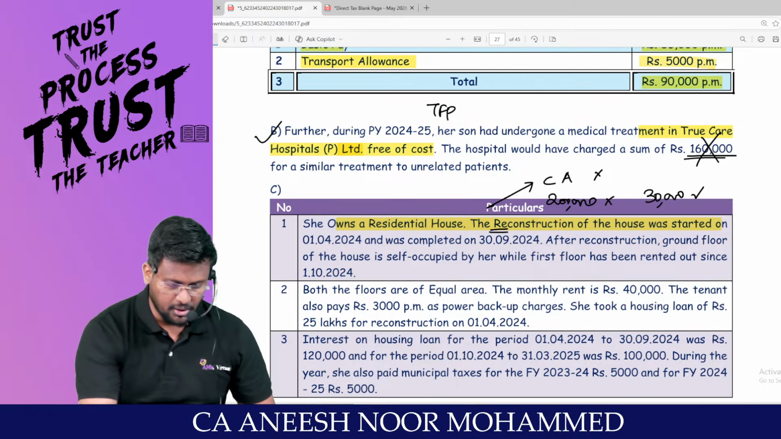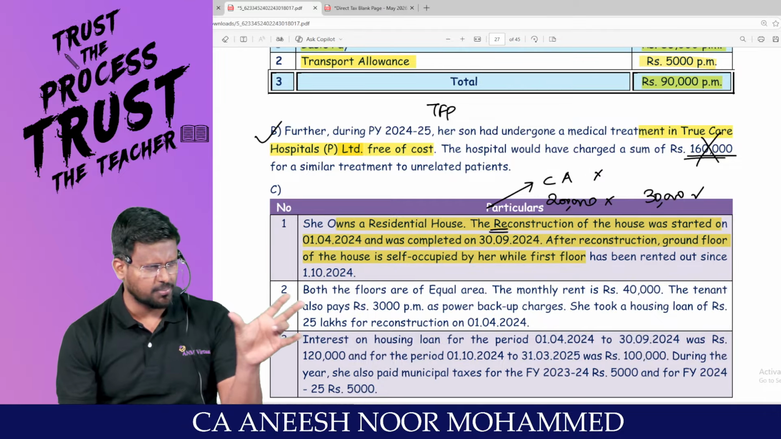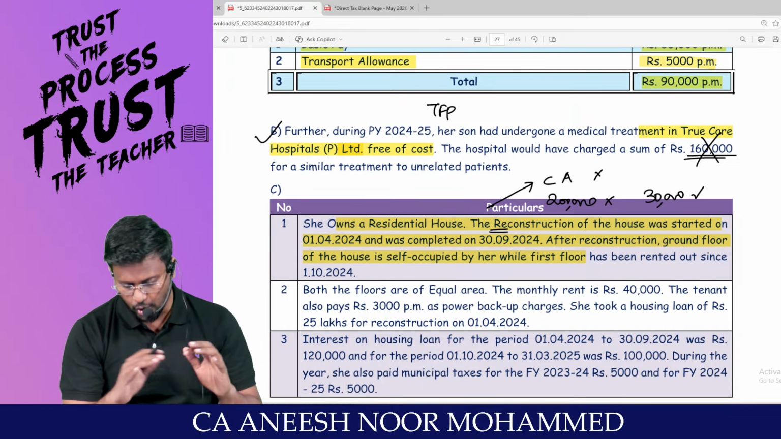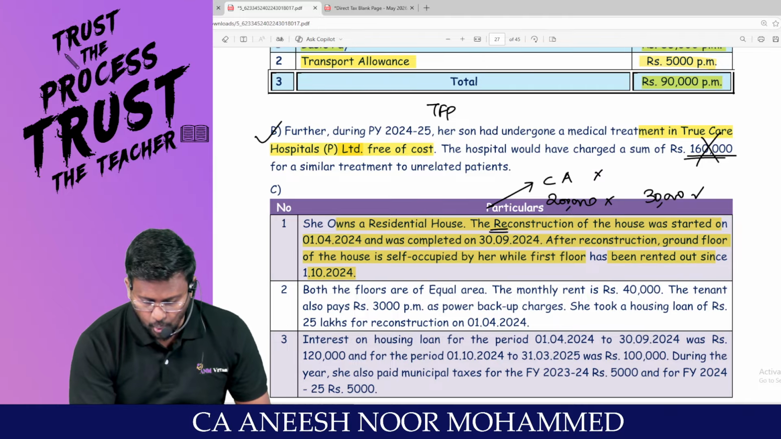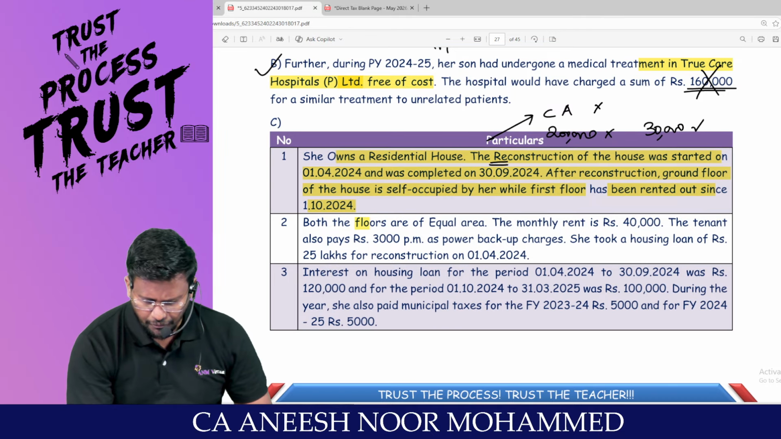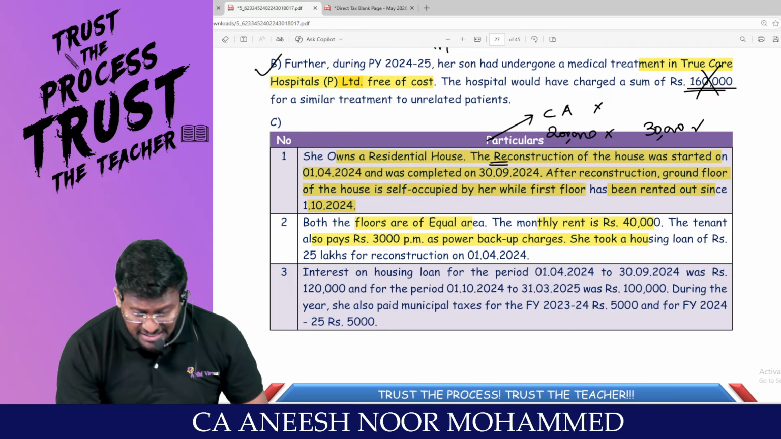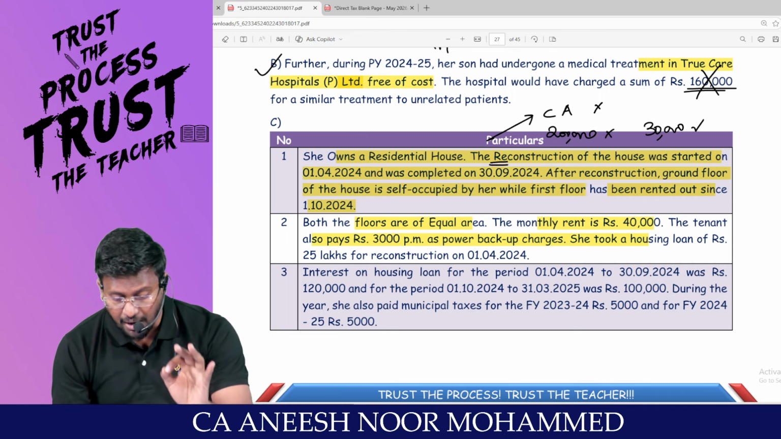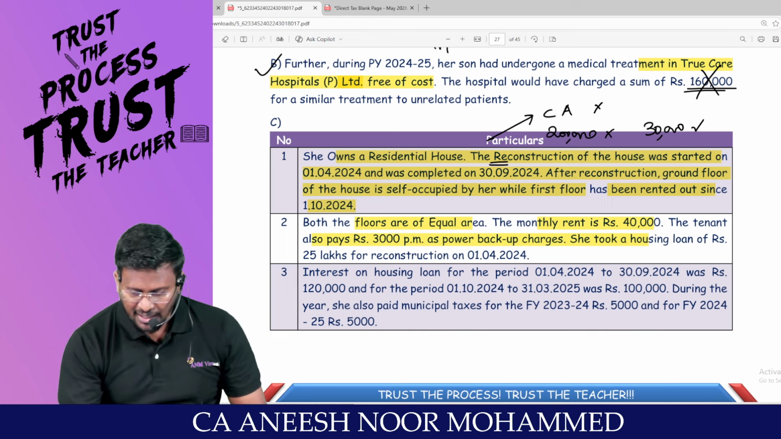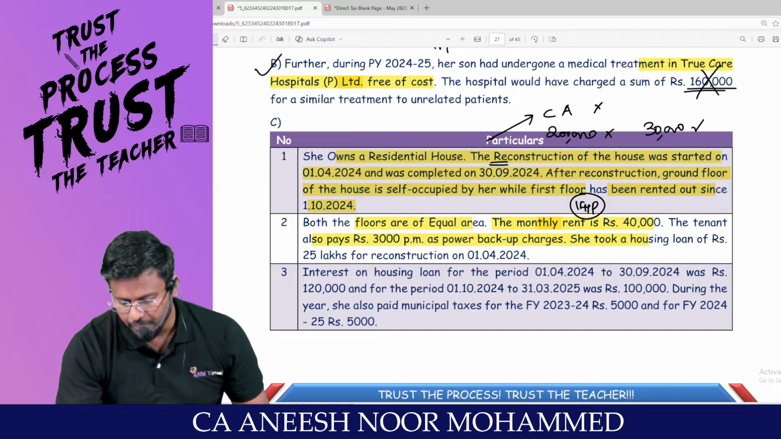Reconstruction of the house was started on 1/4/2024 and was completed on 30/9/2024. Six months it took for reconstruction. After reconstruction, the ground floor of the house is self-occupied by her, while the first floor has been let out. That means half portion. Both the floors are of what area? Monthly rent is 40,000. Tenant also pays 3,000 per month as power backup charge. Super. Fantastic. This 40,000 should be taxable under income from house property.